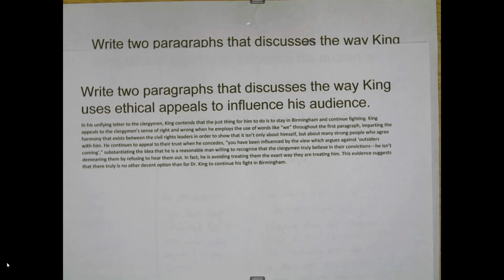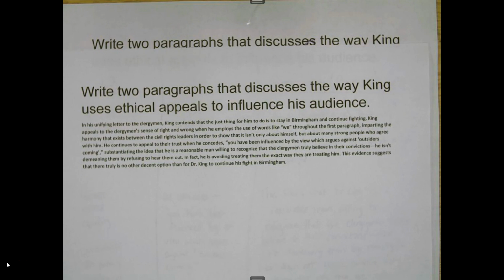In his unifying letter to the clergyman, King contends that the just thing for him to do is to stay in Birmingham and continue fighting. King appeals to the clergyman's sense of right and wrong when he employs the use of words like we throughout the first paragraph, imparting the harmony that exists between the civil rights leaders in order to show that it isn't only about himself, but about many strong people who agree with him.